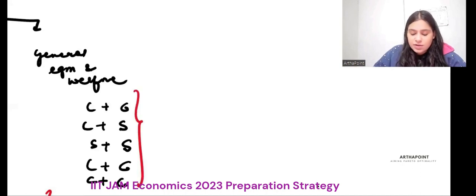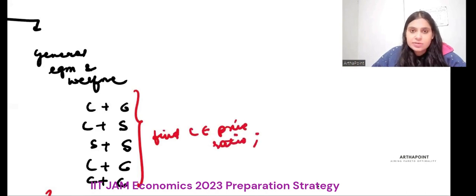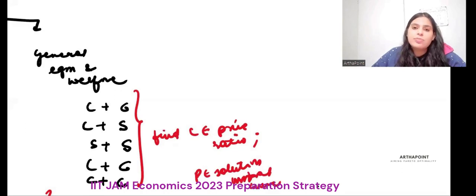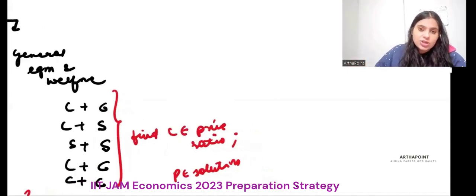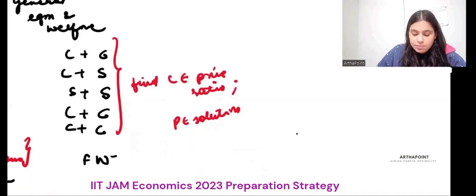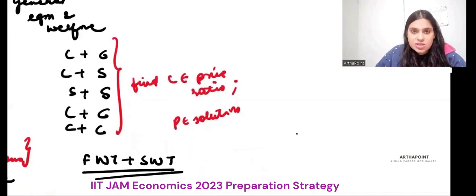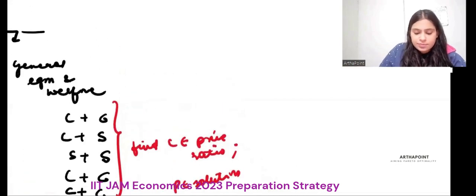हर एक में find the competitive equilibrium price ratio, find the Pareto efficient solution, the contract curve equation. Very, very important. Contract curve equation, Pareto efficient solution. This is the contract curve. अच्छा, first welfare theorem plus second welfare theorem को एक बार ही अच्छे से देख लेना. I am thinking an MSQ will come on it. Multiple select question में it will come.